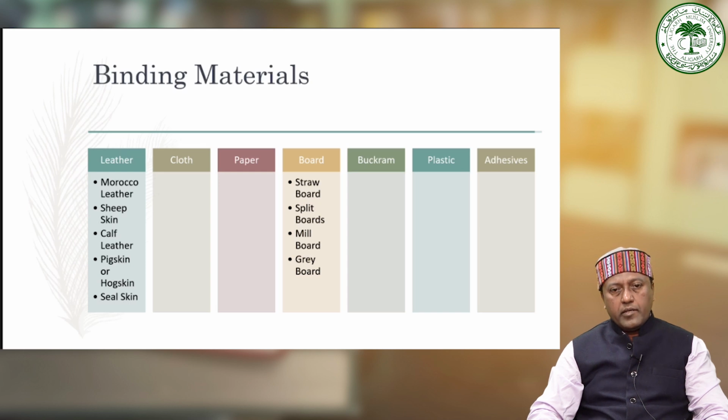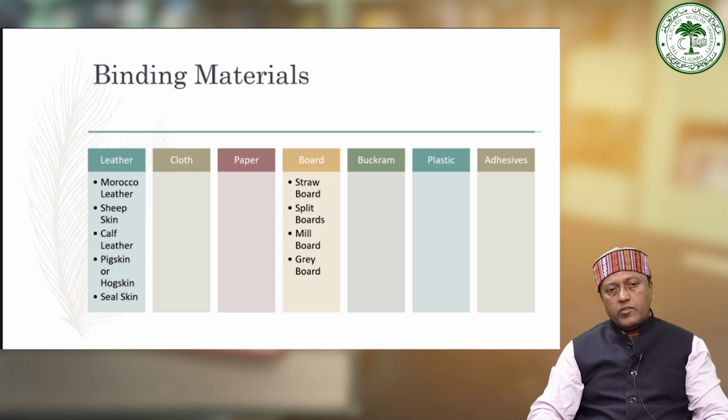for binding that requires robust protection, such as encyclopedia and reference books. Also, goat skin is very costly. So if your library can afford it, you can go for the goat skin, Morocco skin. But if your library's budget is not to that extent, but you still want to save your collection for a longer duration, then definitely you can go for the hog skin.